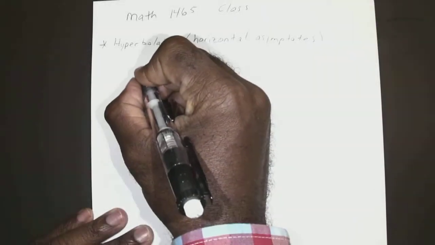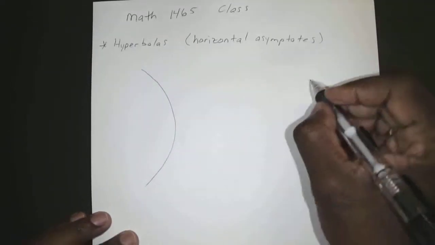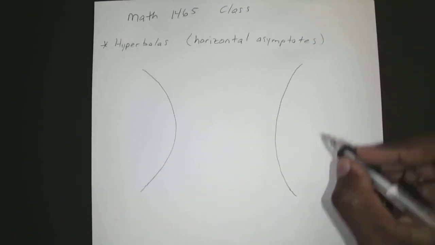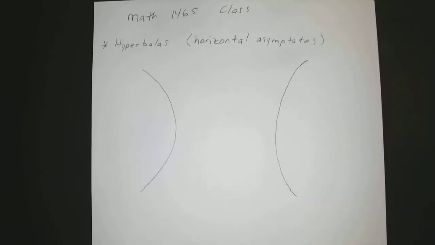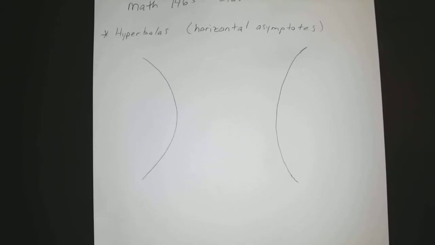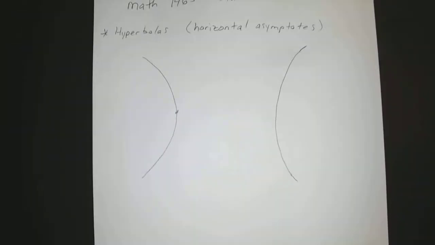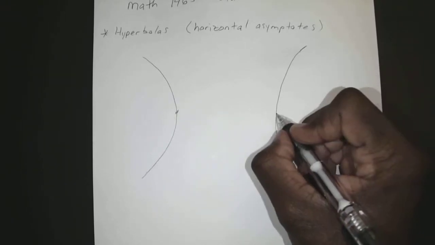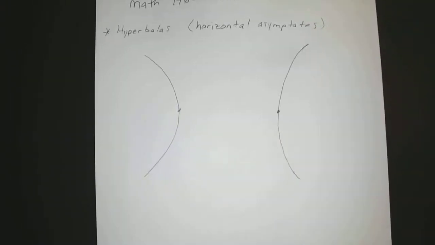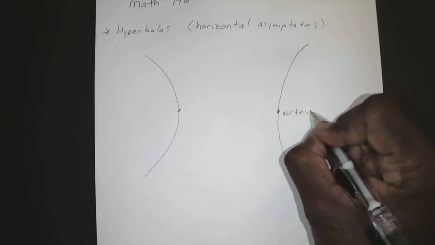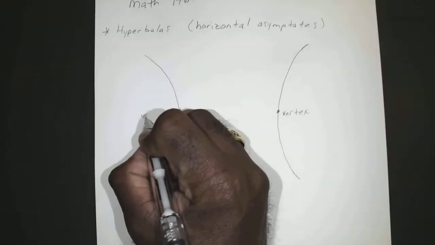Right, so let's say we have two, I guess you can call them parabolas. Well, when you have two parabolas, you have what they call hyperbolas. With a regular parabola, you have one vertex, but with a hyperbola, you have two vertices. So you have a vertex here and a vertex here.